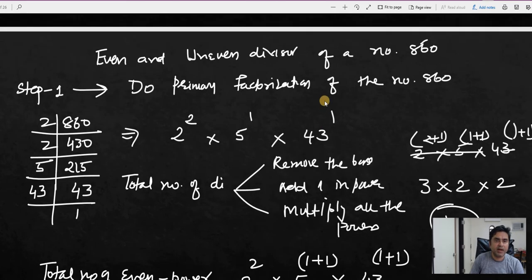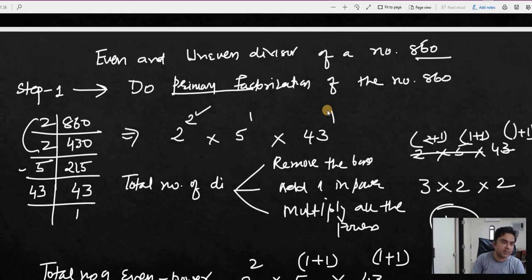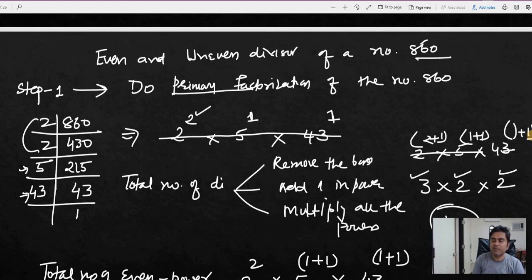Now, even and uneven divisors of 860. Step 1, you have to do the prime factorization of 860. When you do the prime factorization of 860, it is 2 to the power 2, 5 to the power 1 and 43 to the power 1. So this is the number which we are breaking into its prime factorization. Then you have to remove the bases, so 2, 5 and 43 you have to remove, and then add 1 to each power. So 2 plus 1, 1 plus 1, 1 plus 1. 2 plus 1 is 3, 1 plus 1 is 2 and 1 plus 1 is 2. You have to multiply these and the total number of divisors will be 12.